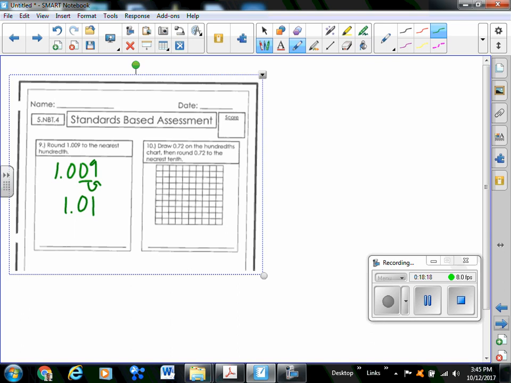1.01. It's a 9 behind it. Draw 72 hundredths on the chart, then round to the nearest tenth. 1, 2, 3, 4, 5, 6, 7, 1, 2. Round it to the nearest tenth. It's a 2 behind, so it stays a 7.